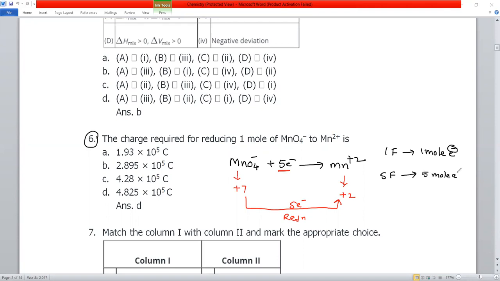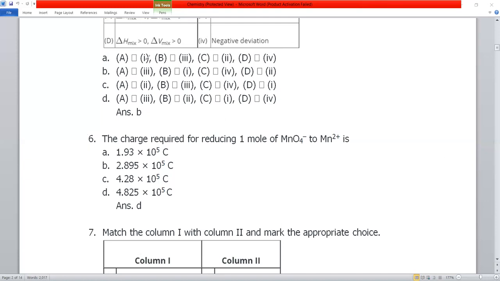5 moles of electrons require 5 Faraday. So 5 times the Faraday constant is how much? 5,696,500 coulombs, right? So this much charge is required, students. On simplification, we'll get option D as the correct one.